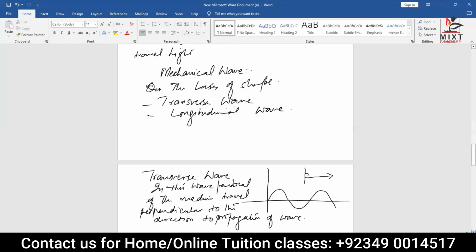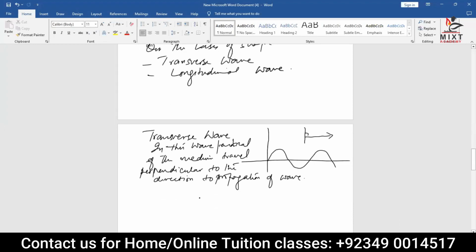Now, there are terms related to this which we should know. I'll write them one by one and you will see. First is called the rest position, or mean position, or equilibrium position. Now, what is this position? How to explain that?